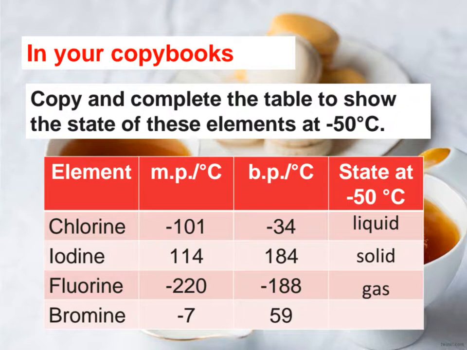What about bromine? Minus 50 degrees Celsius is under minus 7, under the melting point, which means that at minus 50 degrees Celsius, bromine didn't get enough energy to melt, and then bromine is solid at this temperature.